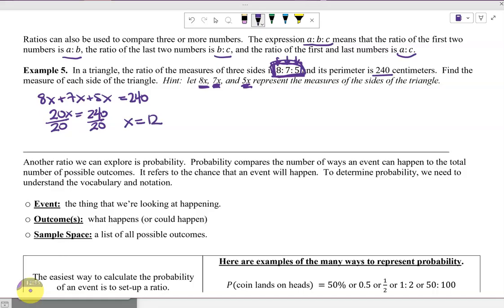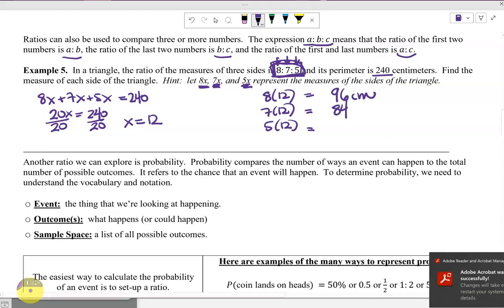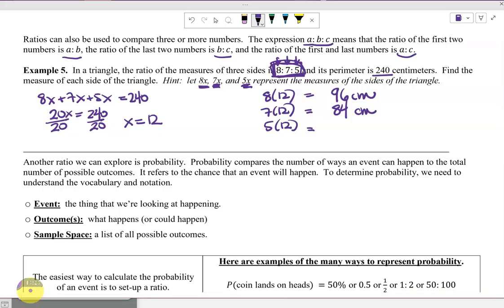And now to find all the side lengths, we have 8, and we have to multiply it by 12. That's the number that divided out. We have 7, we have to multiply it by 12, and we have 5 and have to multiply it by 12. So 8 multiplied by 12 is 96, and that's in centimeters. 7 multiplied by 12 is 84, and that's in centimeters. And 5 multiplied by 12 is 60, and that's in centimeters. So that's the measure of the 3 sides.